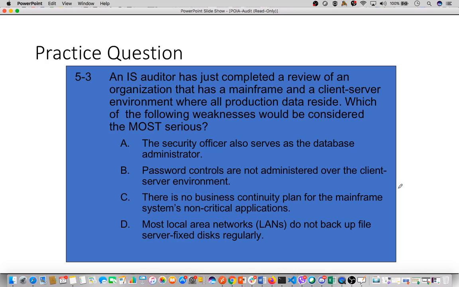There's no business continuity plan for the mainframe non-critical application. Non-critical, so you can just omit that one. This is what is important at the moment. Then password controls are not administered over the client server environment. Again, that's a weakness, but I think the first one is a bigger problem. You continue in this way, like you have a kind of priority listed. Most local area networks do not back up the server files regularly, so that's not really important. So I think we have to go for this, right?